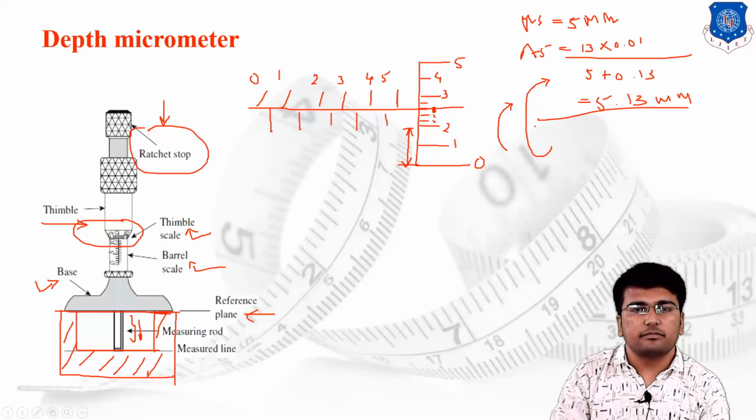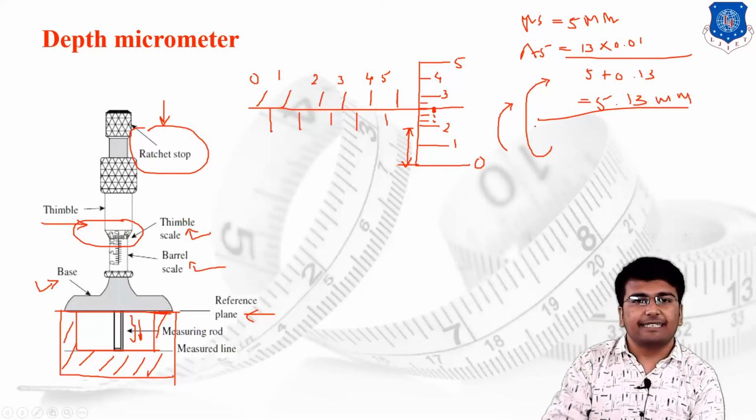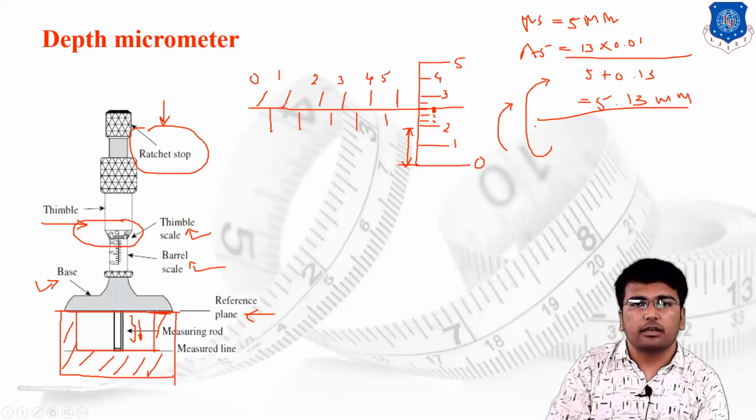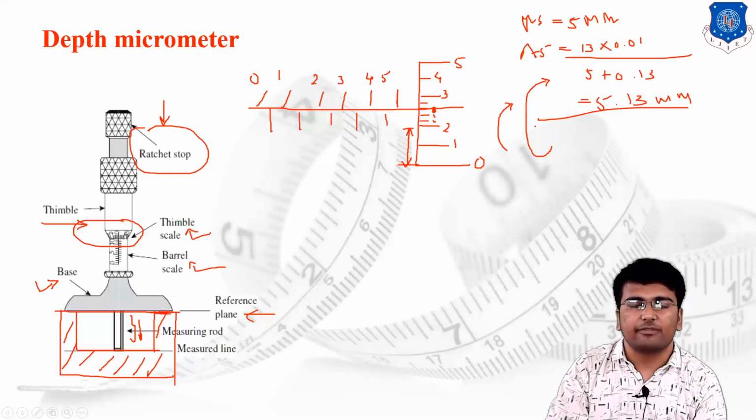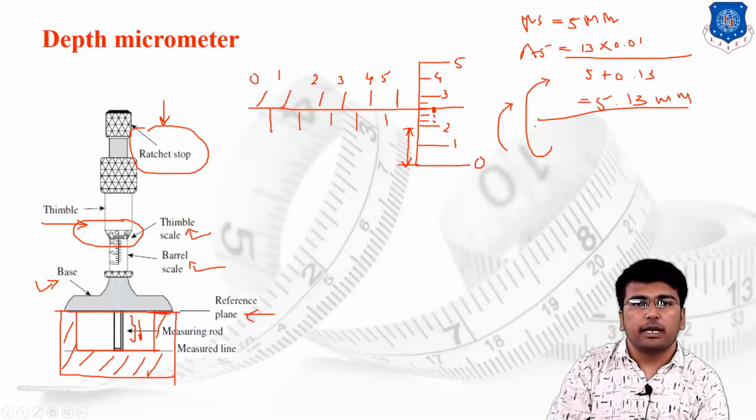Okay, so today we have discussed the vernier height gauge and depth gauge, and also covered the concept of micrometer, then digital and depth micrometer. From the next lecture we are starting with the slip gauge and angular measurement. Till then, thank you.